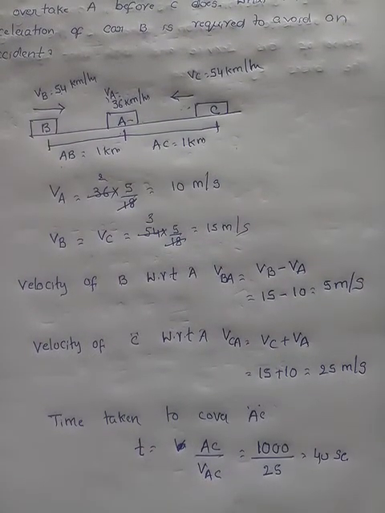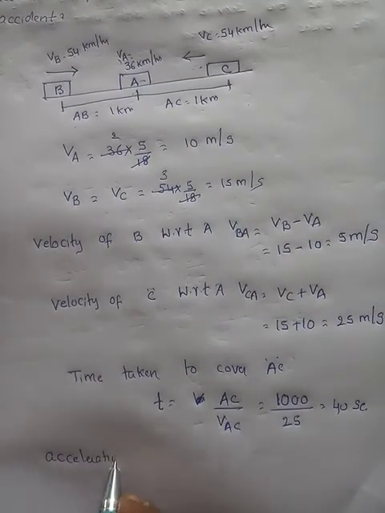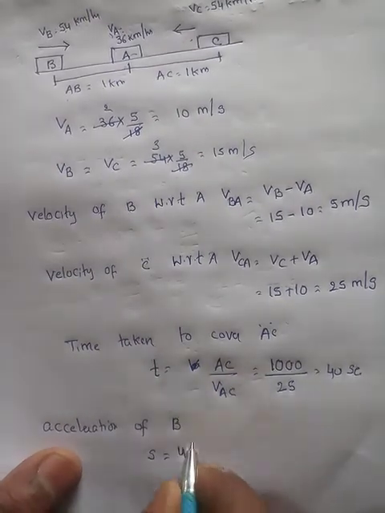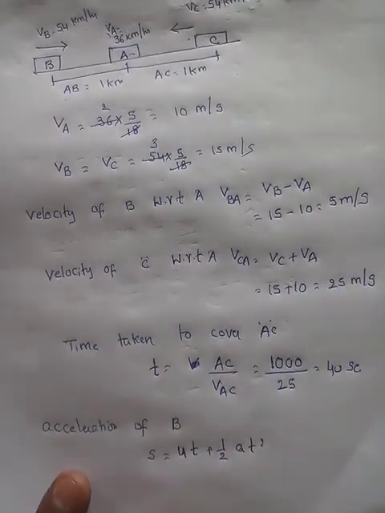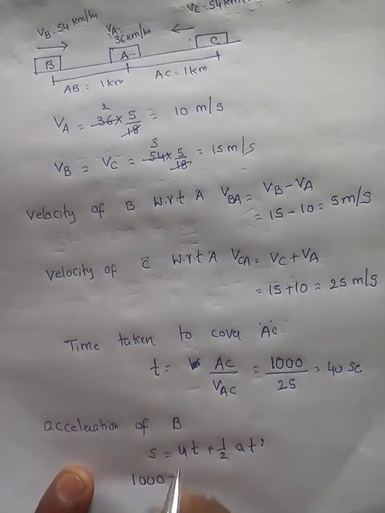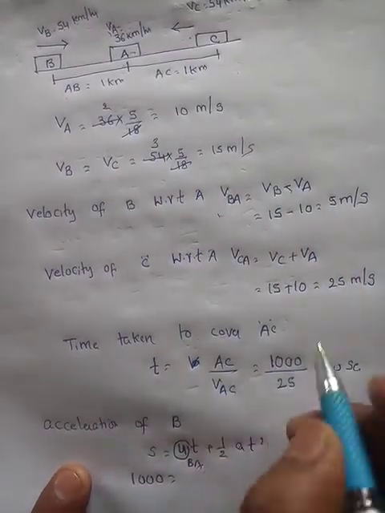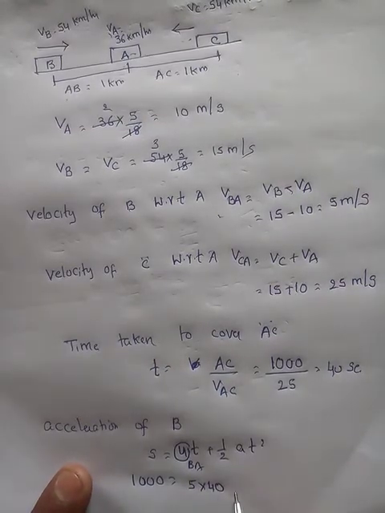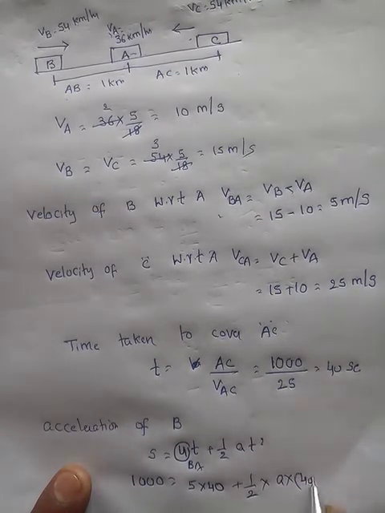That is the thing. So, let us find the acceleration of B. How to calculate? Distance travelled, S is equal to ut plus half at square. How much distance does it have to travel? 1000 meters. What is the velocity of this one? Because both are in motion, we should consider the velocity of B with respect to A. So UBA is 5. How much time do we have? 40 seconds, plus half into a, which we do not know, into 40 square.